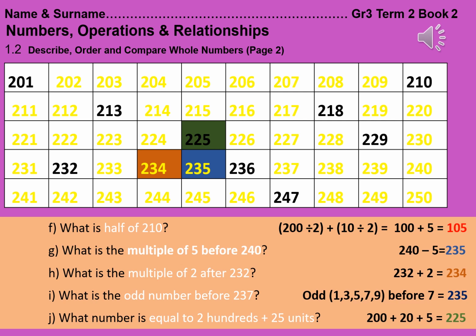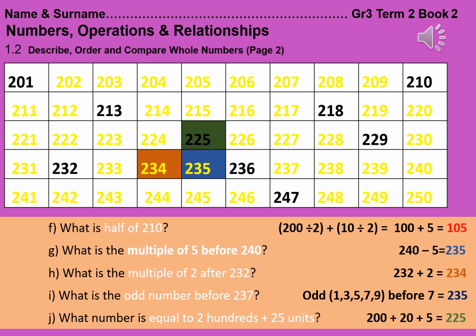Now number G, what is the multiple of 5 before 240? Keyword, we're counting in fives, and the keyword there is before 240. So you've got a minus, so you say 240 minus 5 is 235, and I've made it blue on the chart.